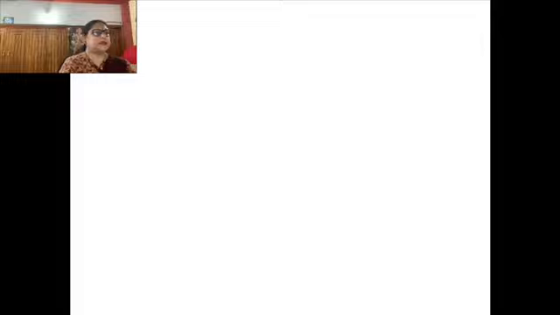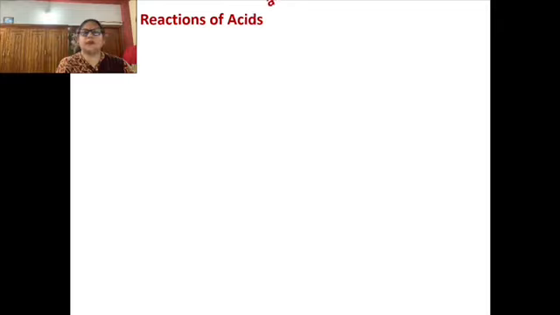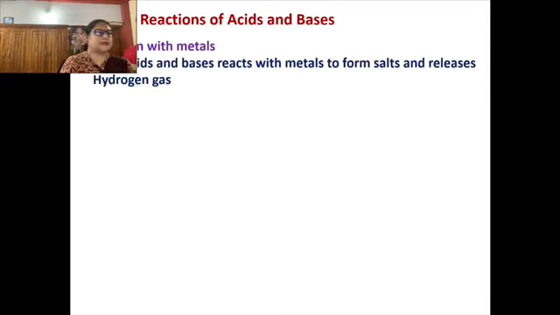So next topic is about chemical reactions of acids and bases, and it is a very important one. Here we will first discuss the reaction of acids and bases with metals. We know that acids and bases are corrosive, so they readily react with metals and release hydrogen gas. Both acids and bases react with metal and release hydrogen gas.